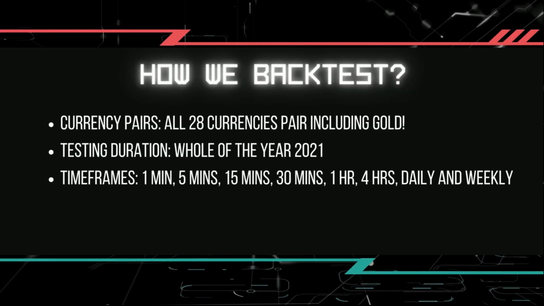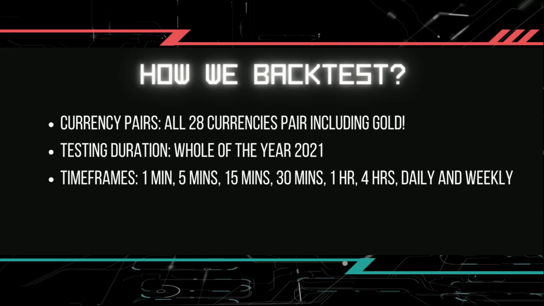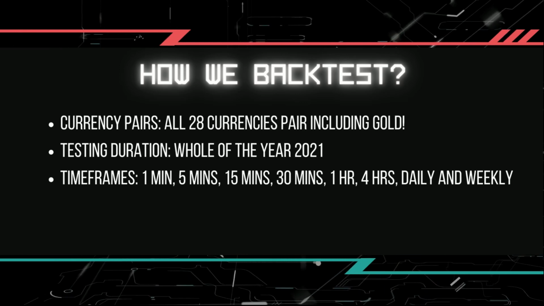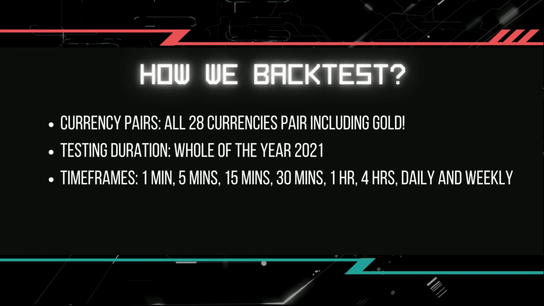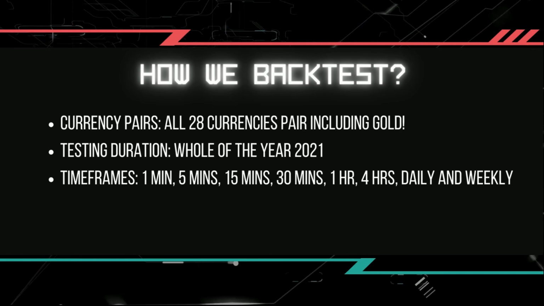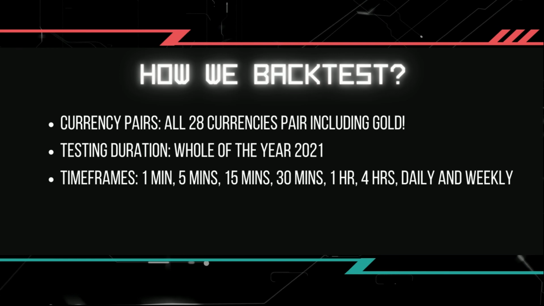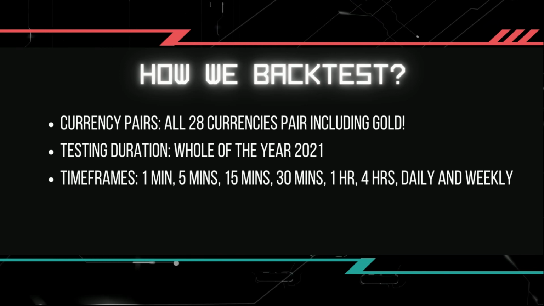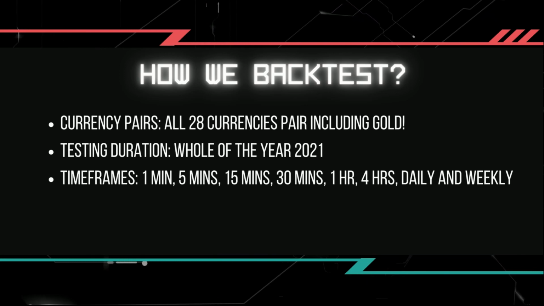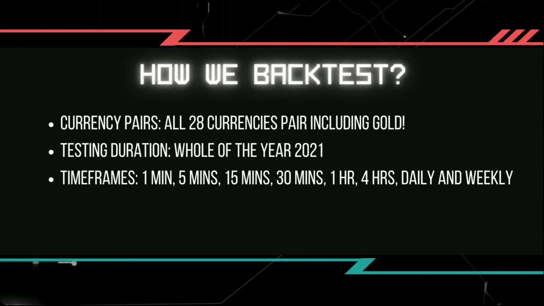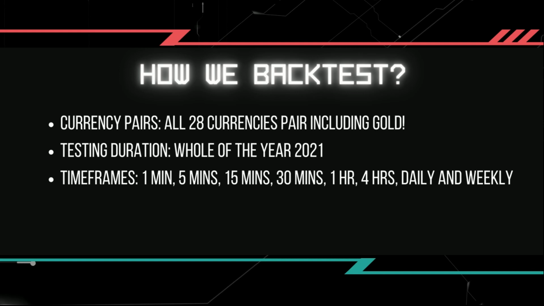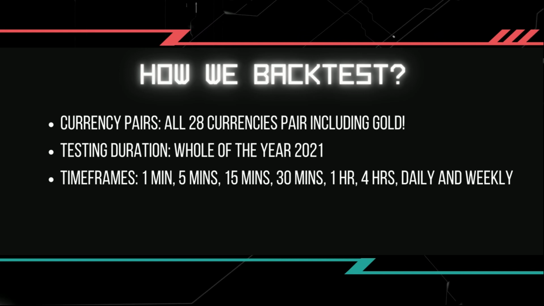Now that we are familiar with the RSI Crossover strategy, it is time for us to test it out on all the currency pairs. We want to be as thorough as possible, so these are the different permutations that we will be testing. We will run the test on all the 28 currency pairs and gold. The testing duration will be the whole of the year 2021. The time frame will be 1 minute, 5 minutes, 15 minutes, 30 minutes, 1 hour, 4 hours, daily and weekly.